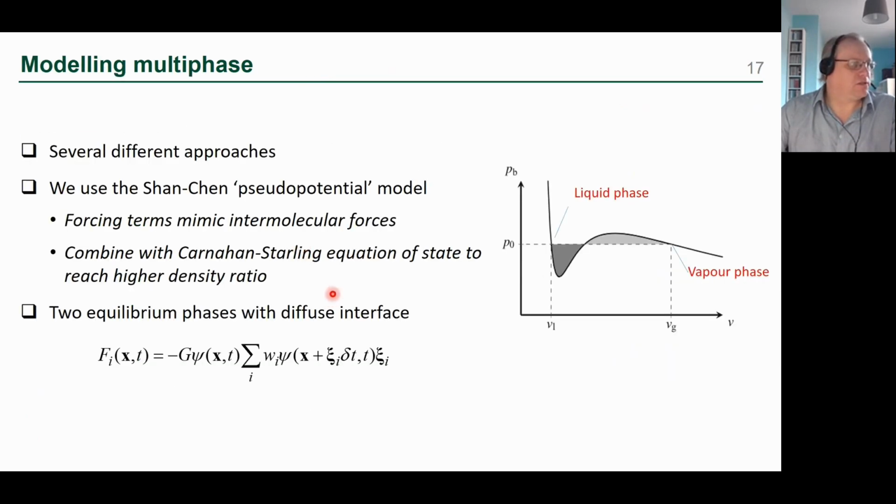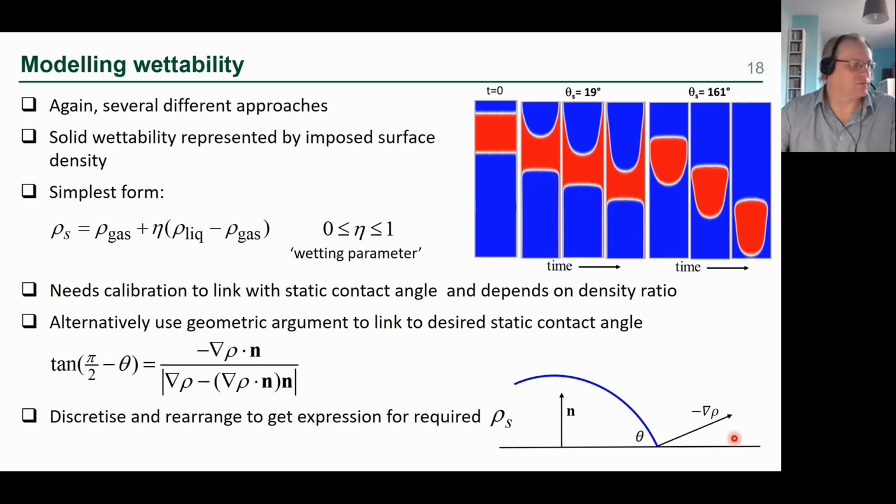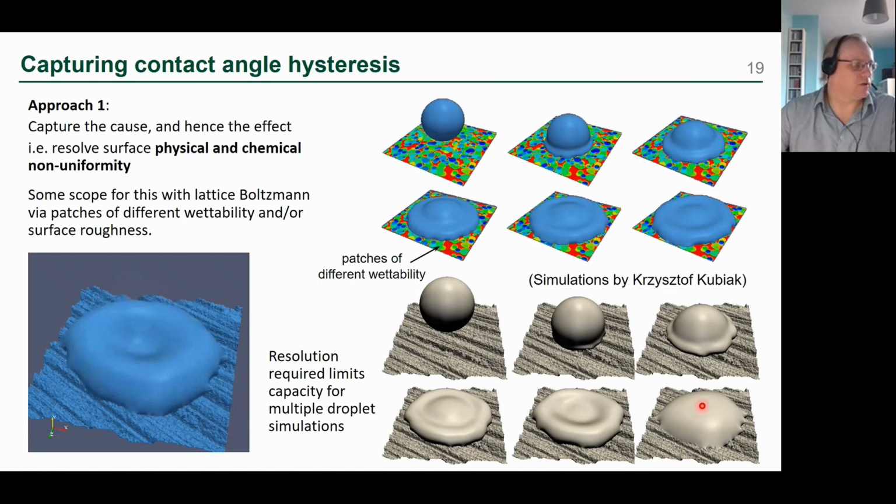We can include multiphase effects through forcing terms. I'm conscious of time, so I'm not going to go into too much detail of those, but we have an equation of state which links the pressure and the density. This is the volume here, so that's 1 over the density. So we have two stable phases here, a liquid and a vapor, which allows us to model these multiphase effects. I'm going to skip over this because I'm conscious of time.